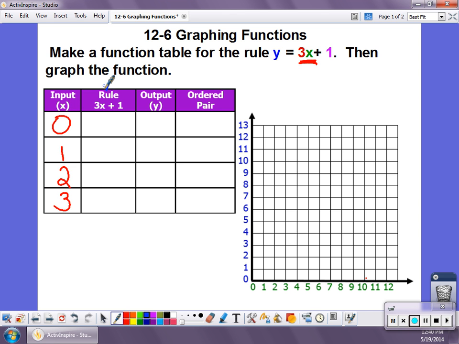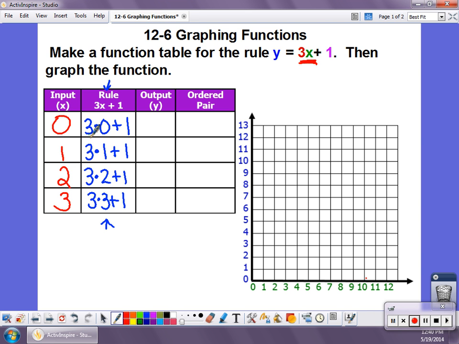I'm going to pick 0, 1, 2, and 3 as my input values. And in this column here, I'm going to apply my rule. My rule is 3 times x plus 1. So I've got 3 times 2 plus 1 and 3 times 3 plus 1. Now you won't always be given this column to fill in your rule. But when it's here, you have to use it. And it's a good idea because it helps you get your output numbers.